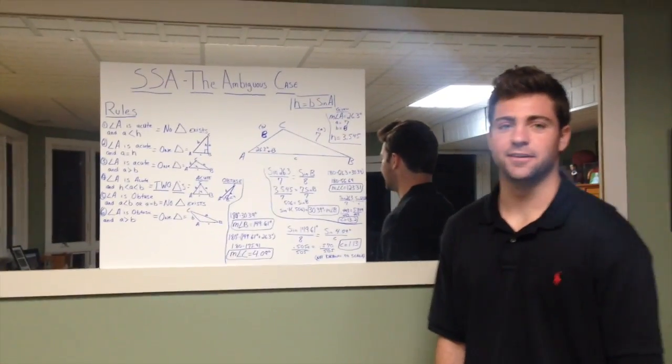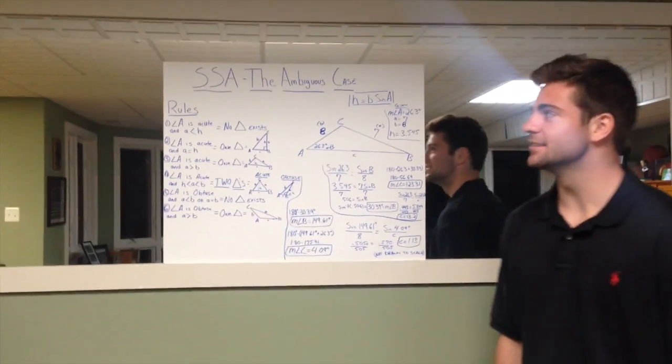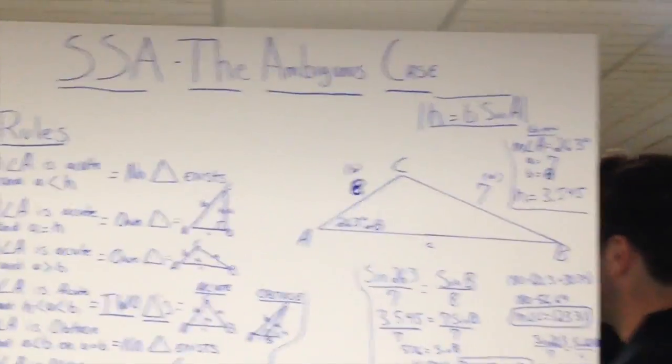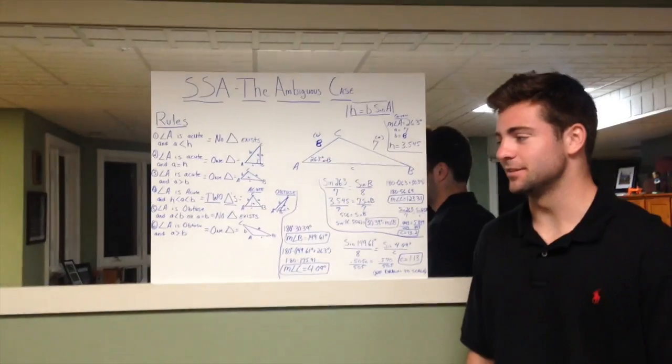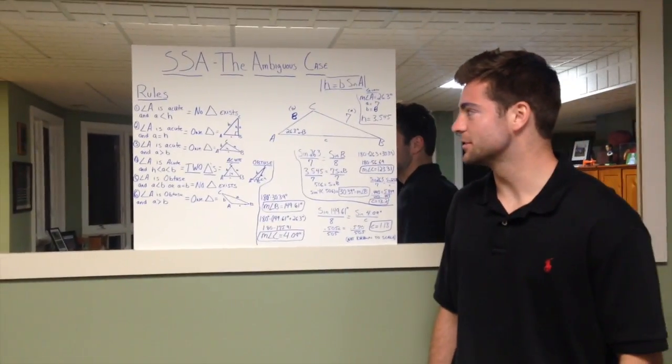All right, the third case is probably the hardest one. It's side-side-angle, also known as the ambiguous case. There's about six rules you have to follow to solve these correctly.